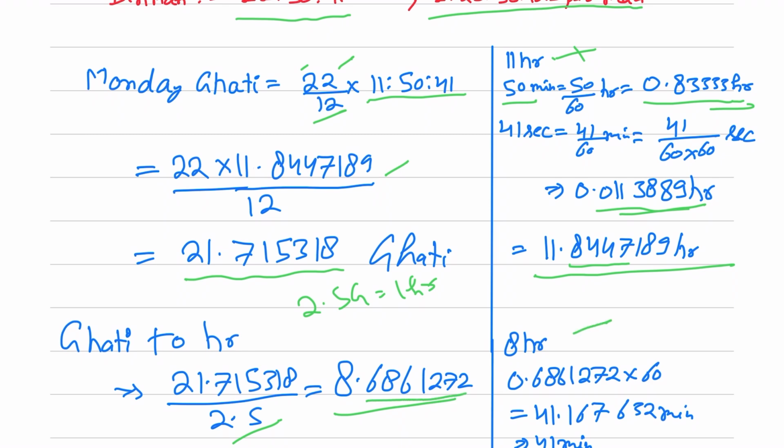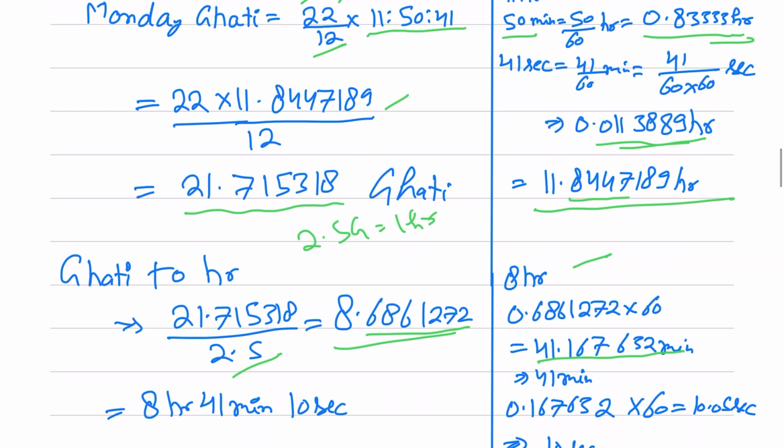Now we take the decimal value and multiply by 60. So we get 41.167632 minutes. So we take 41 minutes, and then again the decimal value can be converted into seconds by multiplying by 60. So if we multiply 0.167632 into 60, we get 10.05 seconds. So we can round it off to 10 seconds. So it is 8 hours 41 minutes and 10 seconds.